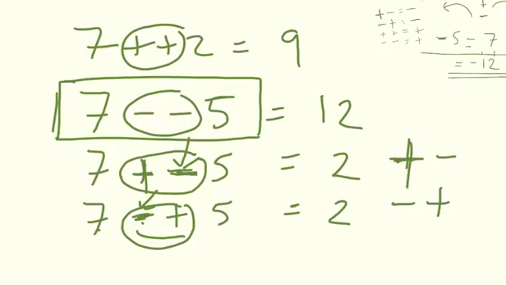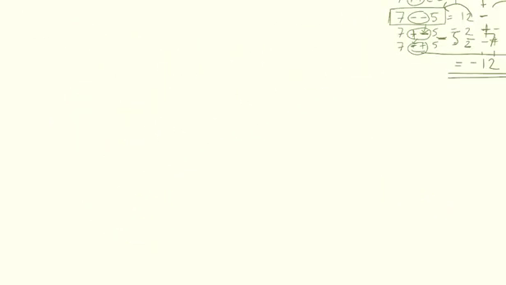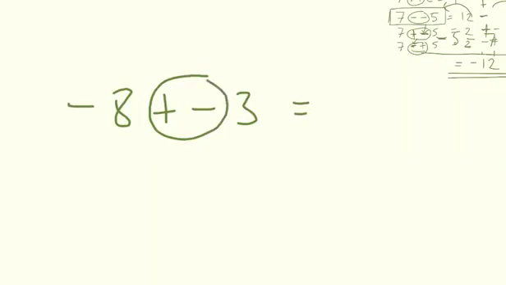So let's take it one step further. What happens if you've got a negative 8, positive negative 3? What happens now? So what does these two represent? Positive negative means negative. So you've got minus 8 minus 3, and that's all it is. You have to think like that. That's all it's saying, and that becomes minus 11.